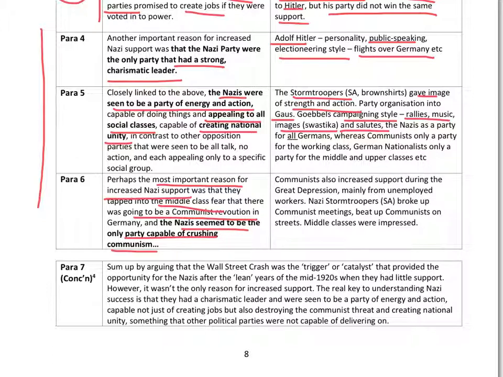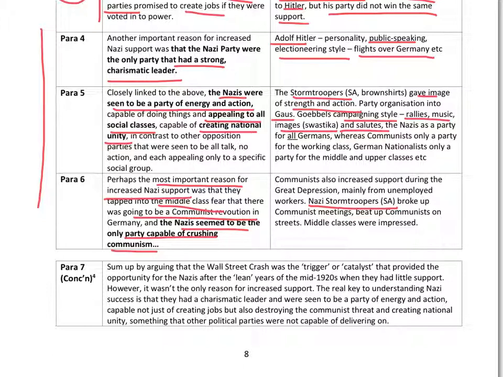Many of the people who lost jobs as a result of the Great Depression turned to the Communist Party for support. The Communist Party were on the rise as well. If they took power, they would basically have taken the wealth of the middle class and spread it equally amongst the people. And the middle classes were desperately afraid of that happening, which is why the Nazis got their support mainly from the middle classes. So you really want to emphasise that fact. And the Nazis seemed to be capable of breaking the communists because they were a party of action.